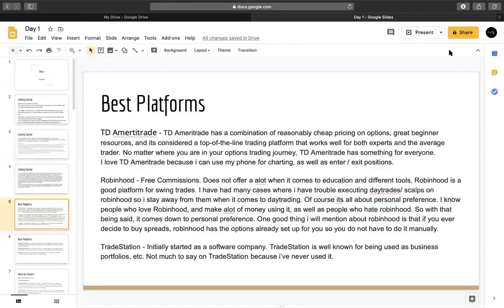Best platforms. TD Ameritrade. I get this question asked a lot for some reason when the answer is kind of clear, right? TD Ameritrade has a combination of reasonably cheap pricing on options. It's like 60 cents. Great beginner resources, and it's considered a top of the line trading platform that works well for both experts and the average trader. No matter where you are in your options trading journey, TD Ameritrade has something for everyone. How many of you guys use TD Ameritrade already?